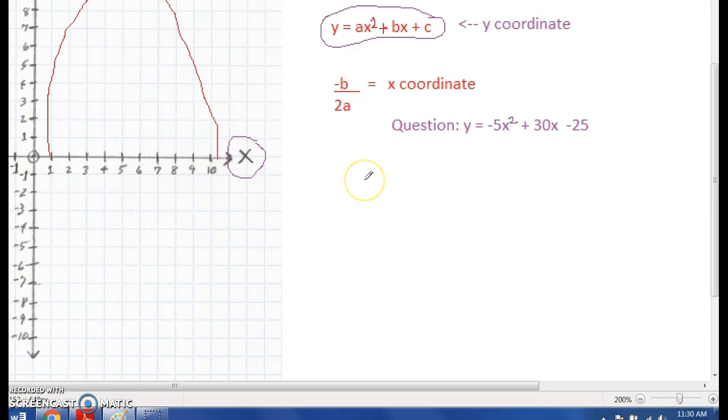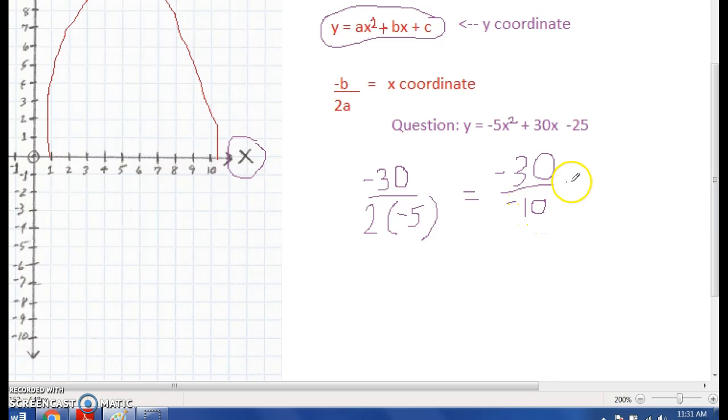So the way this is going to work is that it's going to be a negative 30 because you're going to take the negative b and put it over 2 times whatever your a is. Our a was a negative 5 right here, okay? So we're going to take our negative 30 and put it over 2 times our negative 5. What we're going to get from these two is our negative 30, and that's going to be over a negative 10.